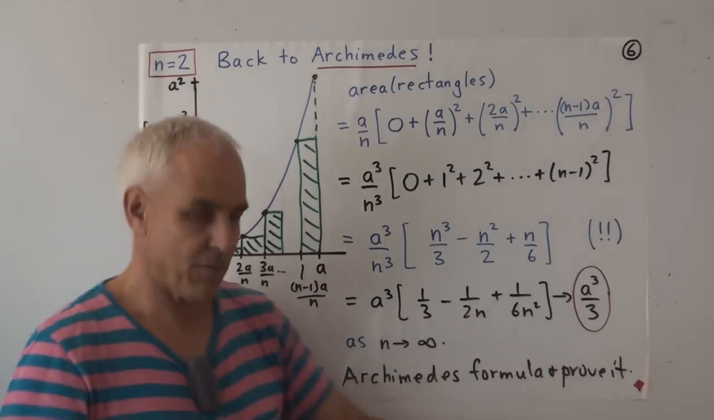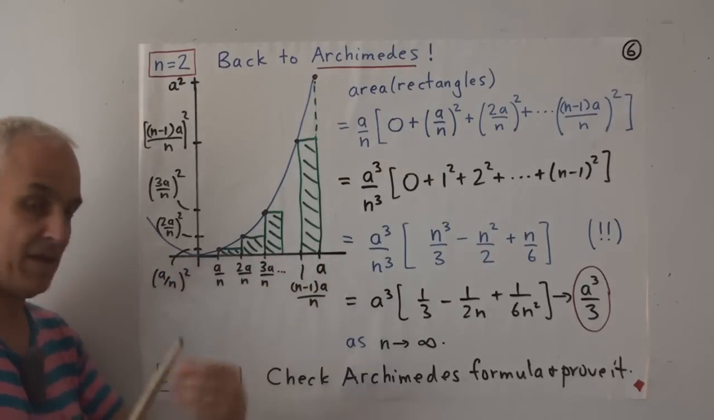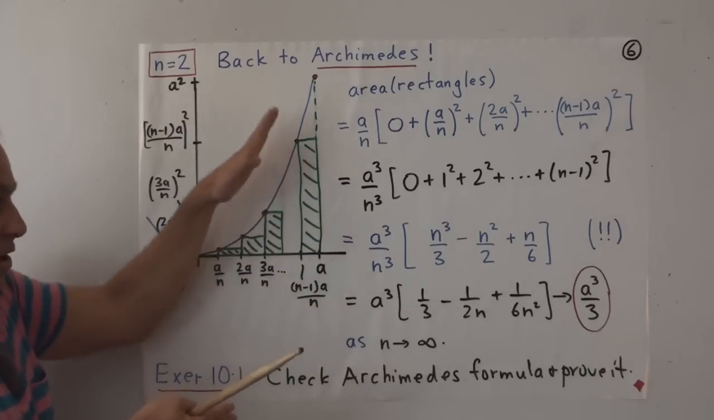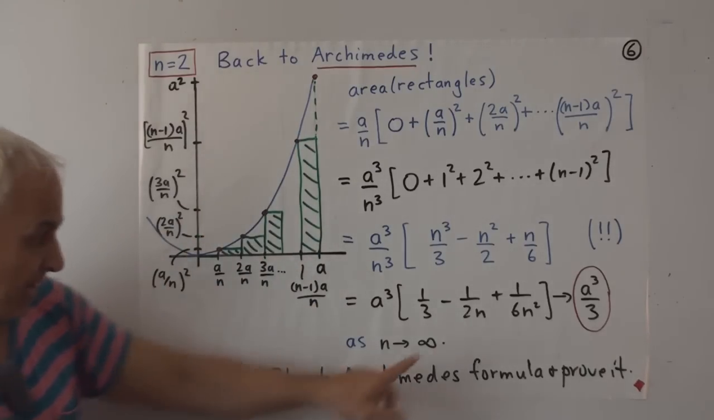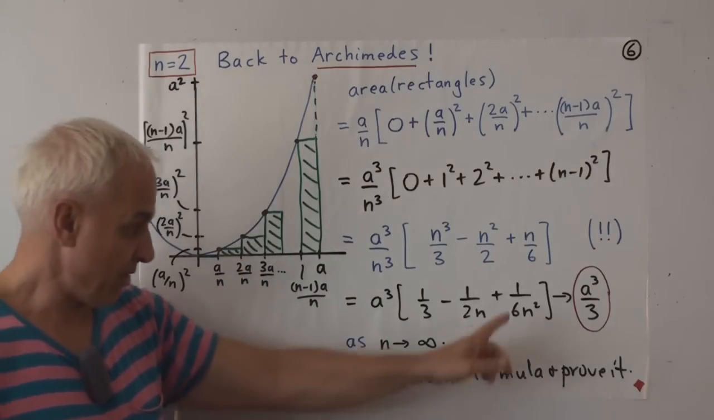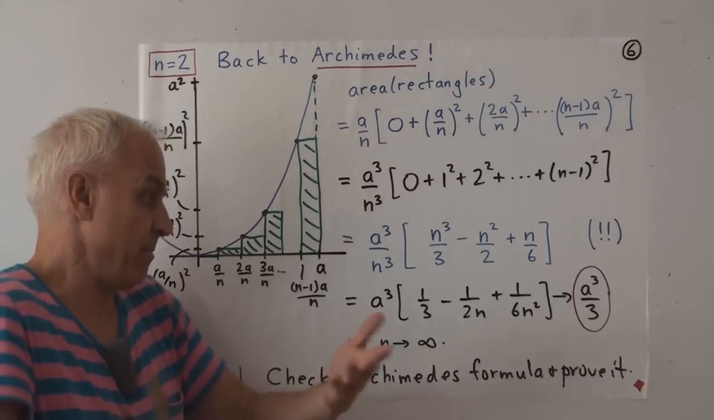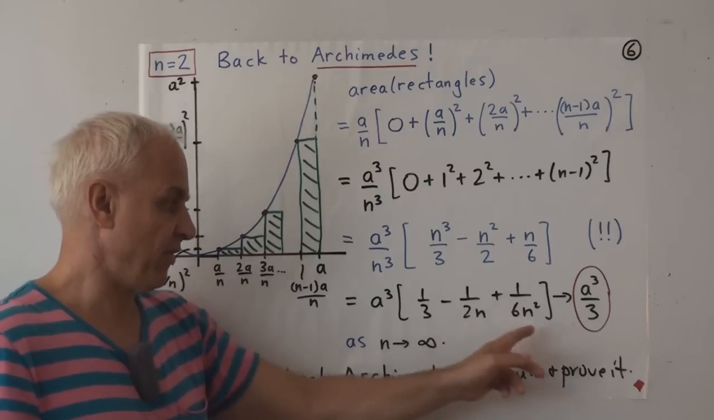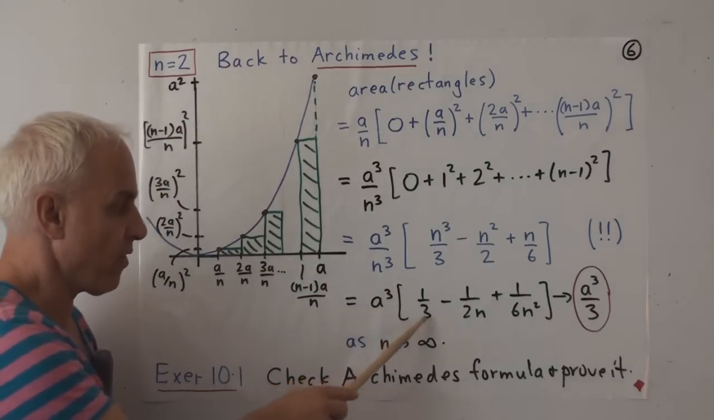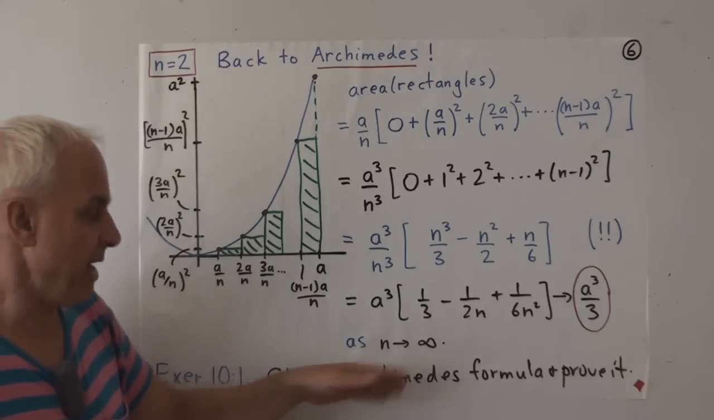And this makes it clear what's going to happen to this thing as n gets large. As the number of intervals gets bigger and bigger, these rectangles are going to start approaching the area under the curve. And as n gets big, this 1 over 2n term is going to get small. And the 1 over 6n squared term is going to get even smaller. So once n is like 1,000,000 or something, this is almost negligible. This is very negligible. And the whole thing is approximately a cubed over 3.